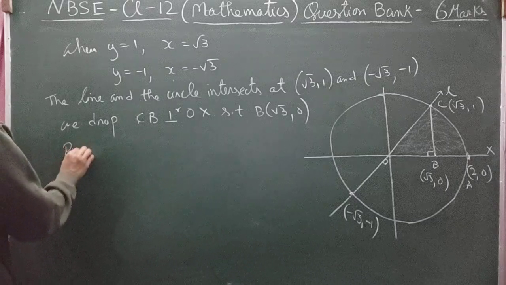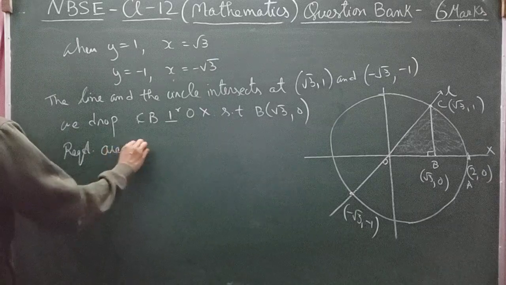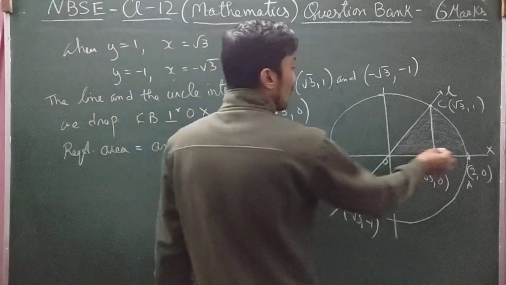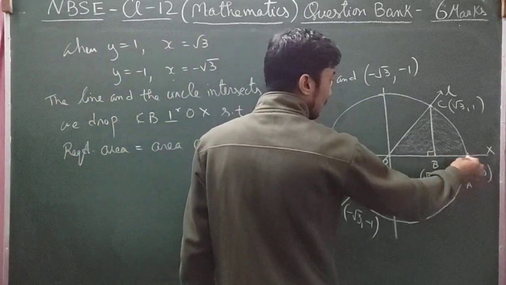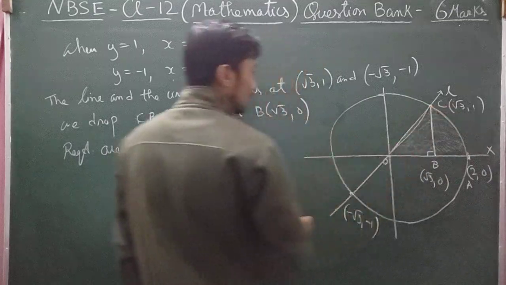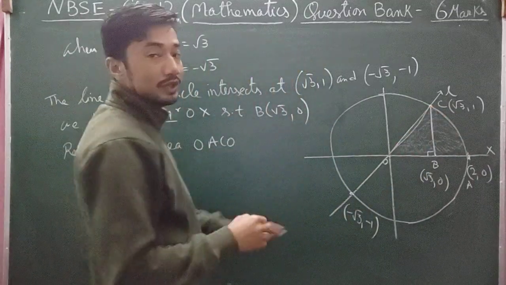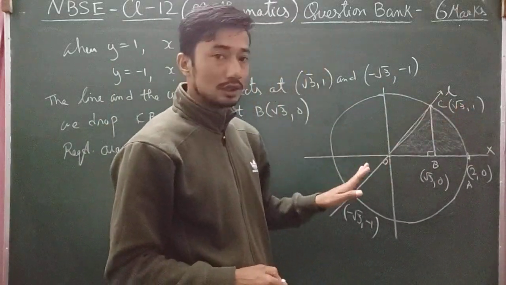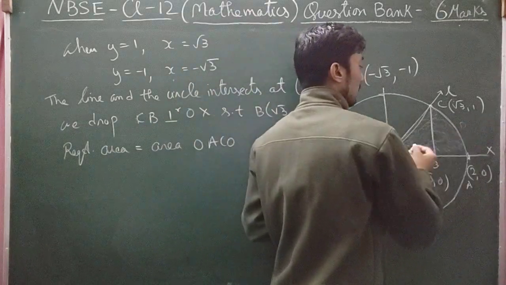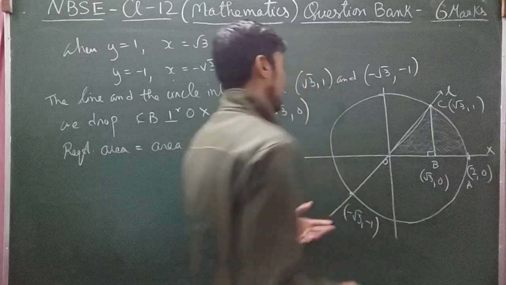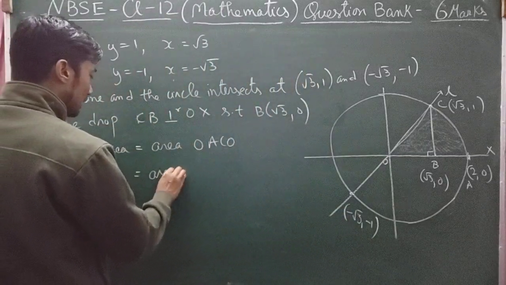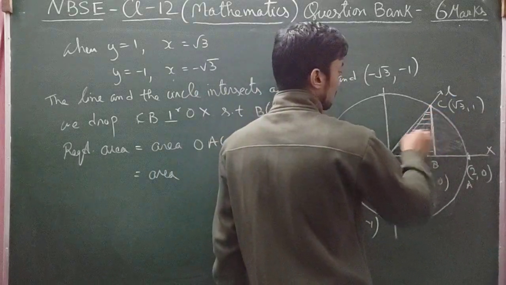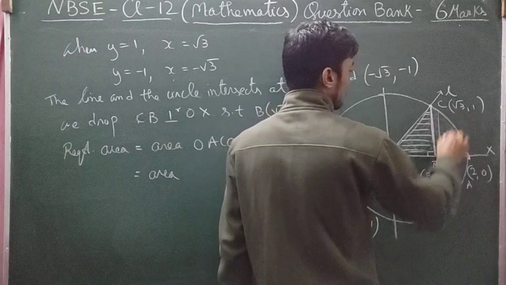Let's say the required area. I'm going to do it in detail. That is going to be the area of the region OACO, the bounded region. If you want, we can write an arc also like this, OADCO, but that's not needed. That is understood. So we'll break this apart into two parts. This is one area, and the second part will be this area.